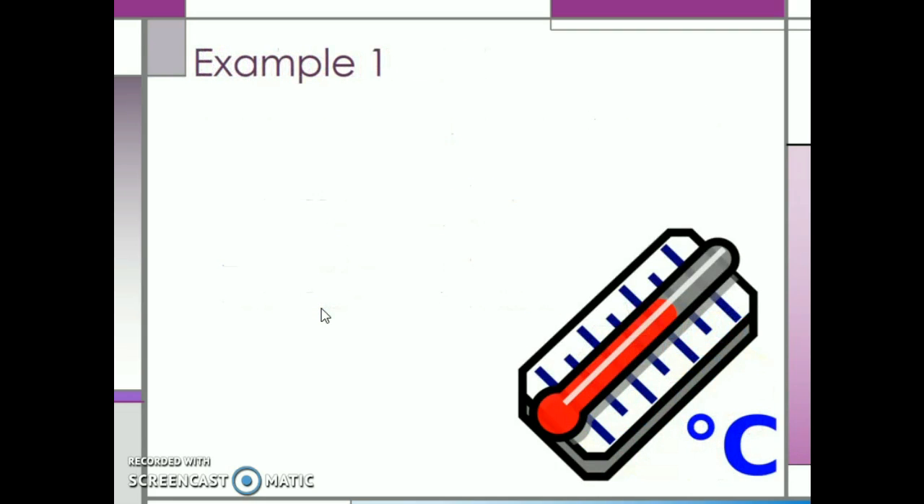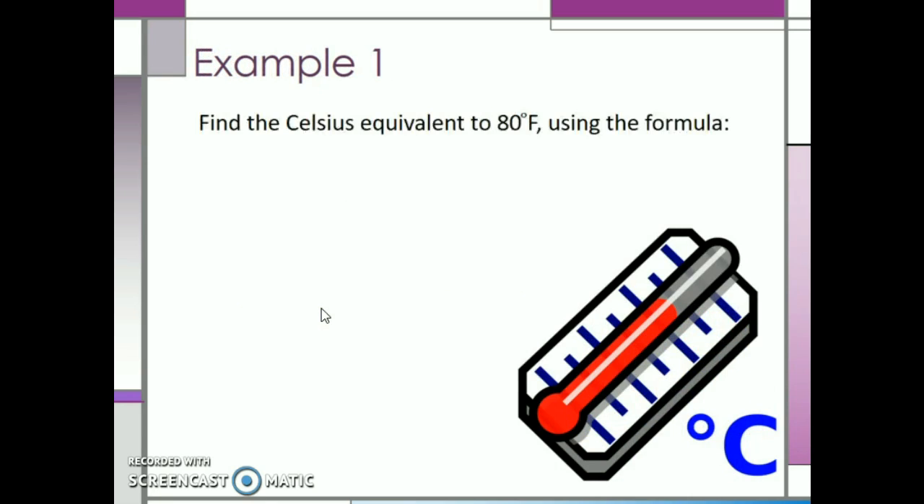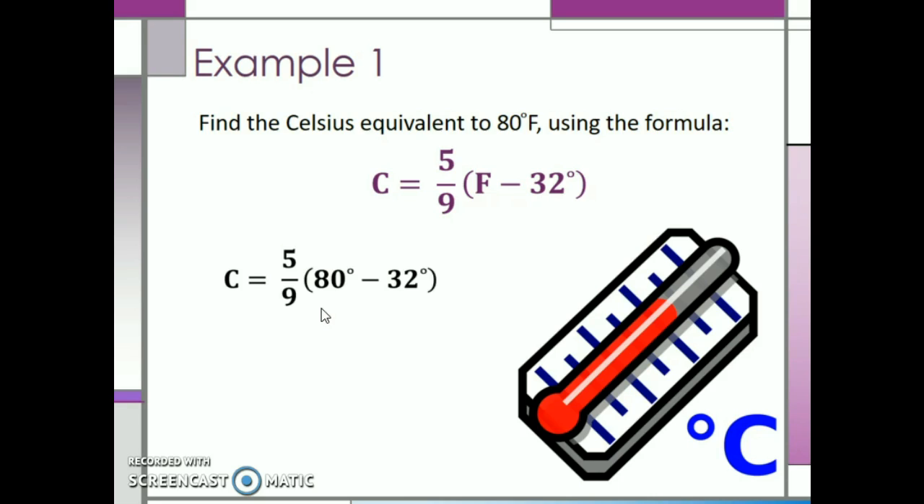Let's take a look at an example of how we can use a formula when we don't have to rearrange anything. We want to find the Celsius equivalent to 80 degrees Fahrenheit using the formula C equals 5/9 multiplied by the quantity F minus 32. All we have to do here is substitute 80 degrees Fahrenheit for F. Then, using the order of operations, we have to subtract the 32 from the 80 first. This gives us 48. Then we can multiply 48 by 5/9 to obtain a final answer rounded to 3 significant digits of 26.7 degrees Celsius.